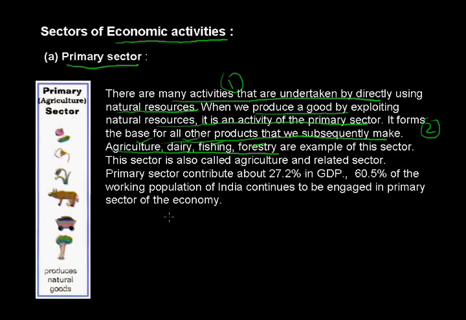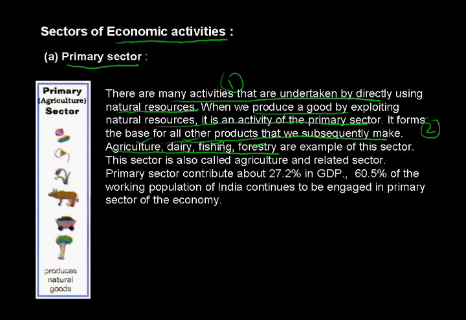Now, why are these primary activities? First of all, they are based on natural resources. We are using the natural resources. For agriculture, we are using the land, the fertility of the soil, and the climate. According to the climate, the crops are going to vary. In dairy, we are using the animals, and we are providing them grass from the pasture land. For fishing, we are using either marine fishing or riverine fishing.